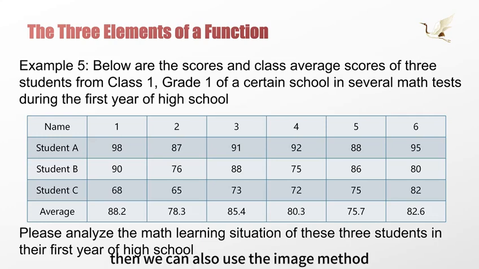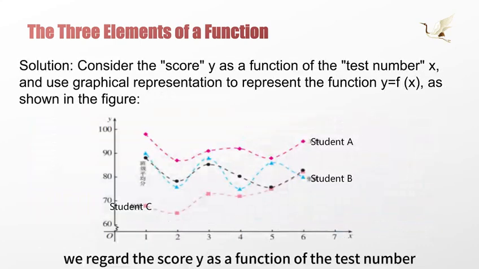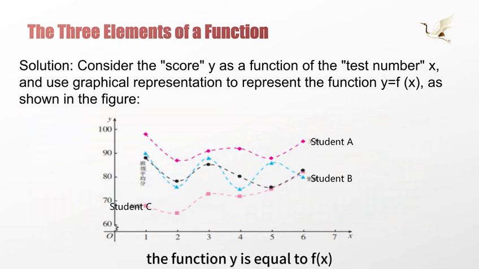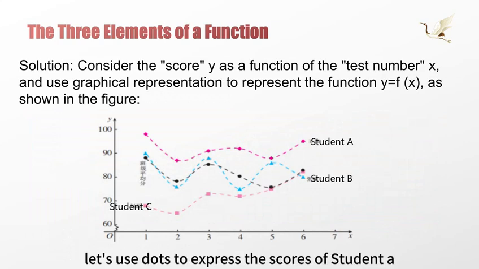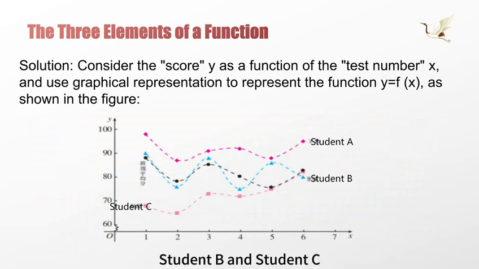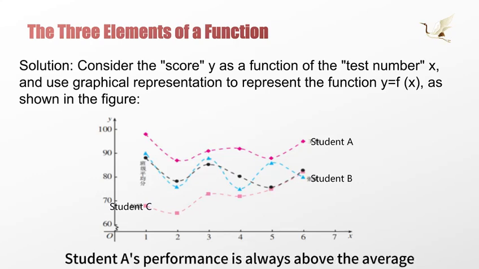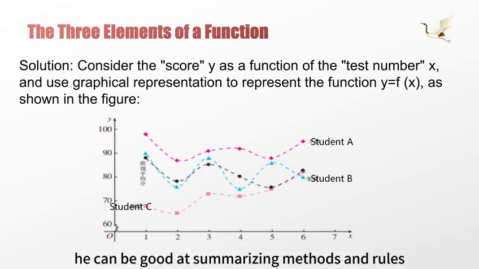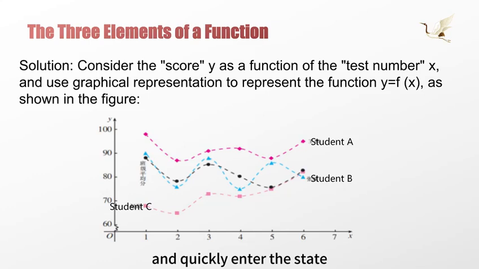Then we can use the image method to express this correspondence. We regard the score y as a function of the test number x and use the image method to show that the function y equals f(x), as shown in the figure. Let's use dots to express the scores of student A, student B, and student C. From the graph, student A's performance is always above the average, and his performance is very excellent. Student A has outstanding learning ability and good learning habits. In high school learning, he can be good at summarizing methods and rules, and quickly enter the state.